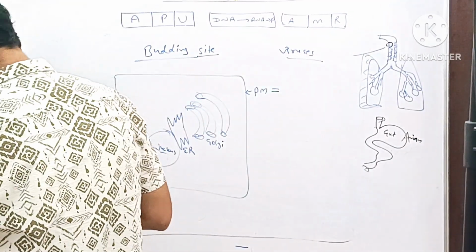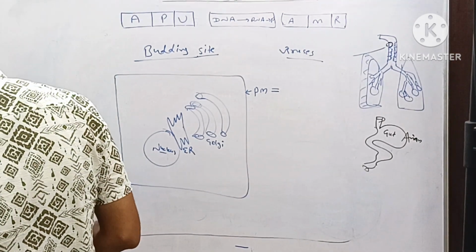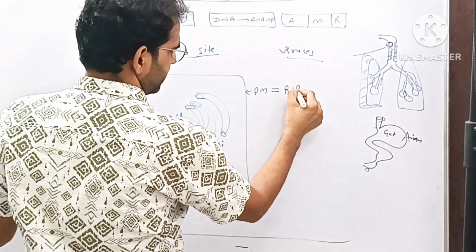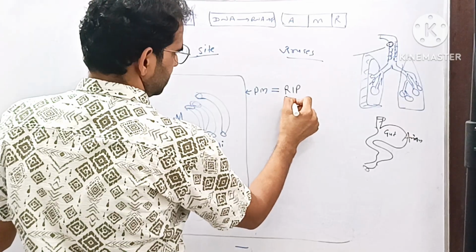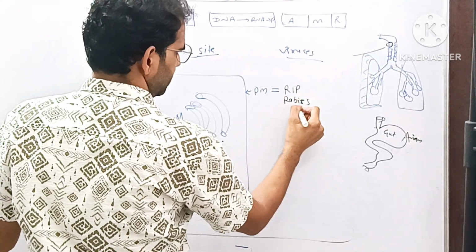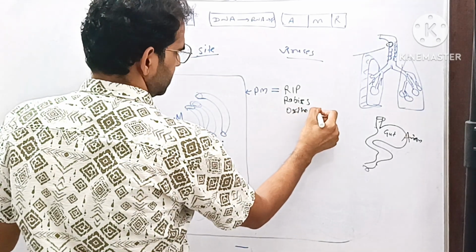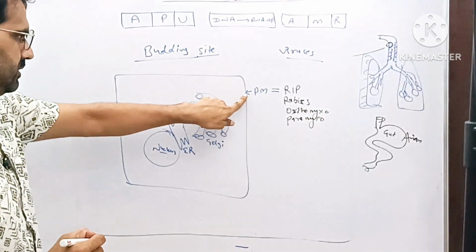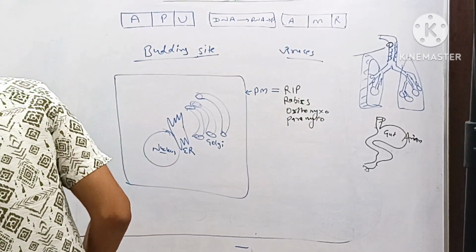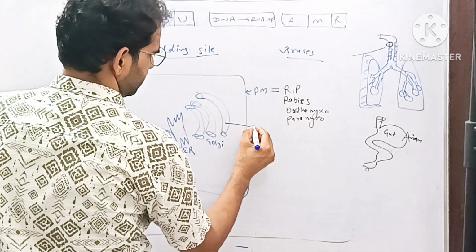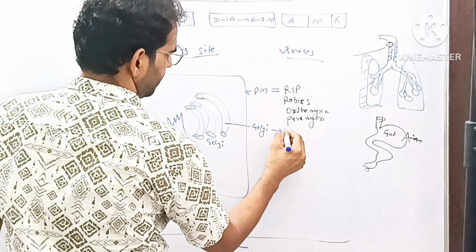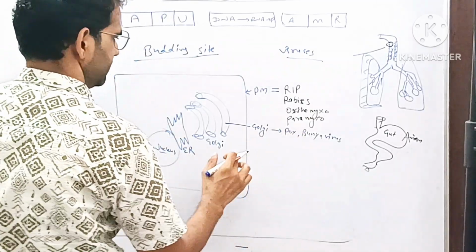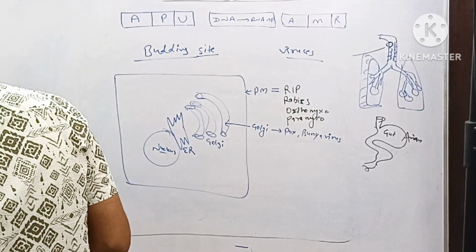There are some viruses which bud out from the plasma membrane. From the plasma membrane, they are again the RIP viruses, that is rabies, orthomyxo, that is influenza, and paramyxo. So they bud from the plasma membrane. Number 2 is from the Golgi: pox virus and Bunya virus. They bud from the Golgi apparatus.